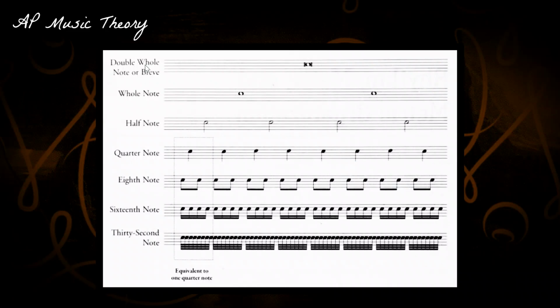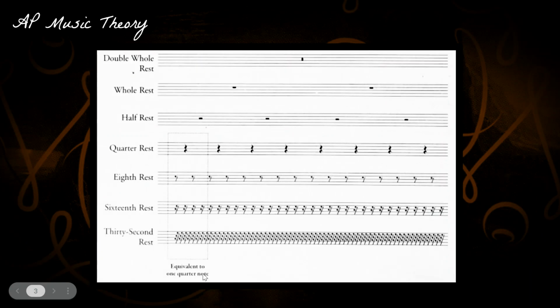Here we have a double note, or breve. We have 2 whole notes. We have 4 half notes. Then we have the quarter note, 8th notes, 16th notes, 32nd notes. And all of these, you can see in this box, is equivalent to 1 quarter note.